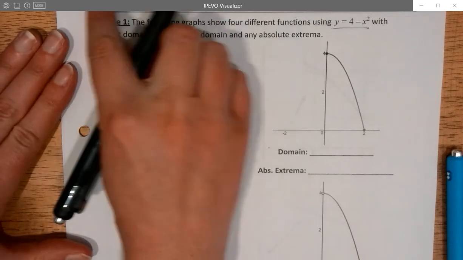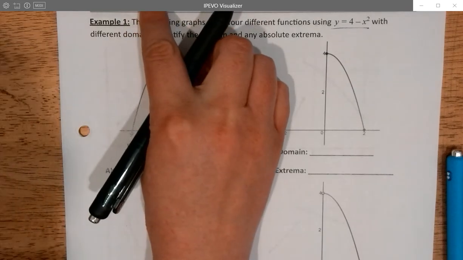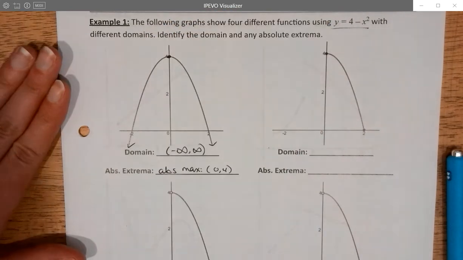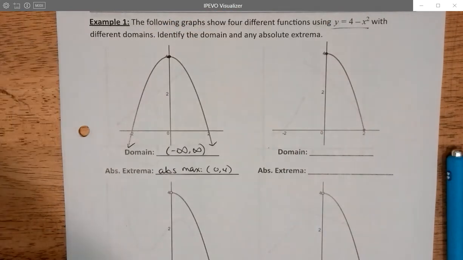So f of c right here is the absolute maximum value. We use the word value when we're talking about just the y-coordinate. The maximum itself could be an ordered pair. We talk about the x-coordinate as the location of the maximum. Okay.